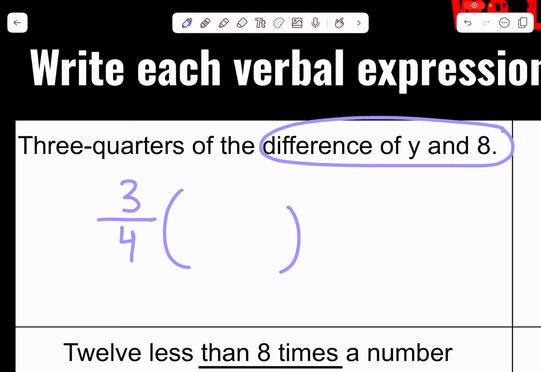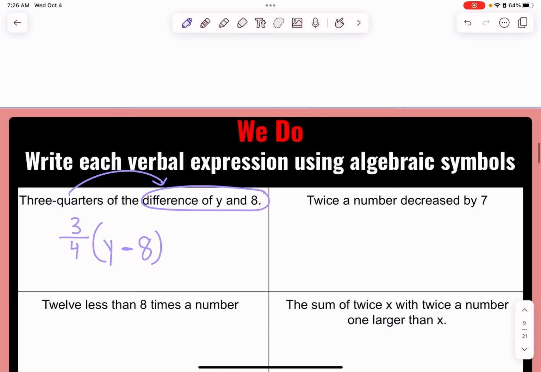So I'm going to put this thing in parentheses. Of the difference, you don't have to change order. y and 8, and the word difference means to subtract. We're taking 3/4 of this whole entire thing, and that whole entire thing is the difference of y minus 8. All right, next one.